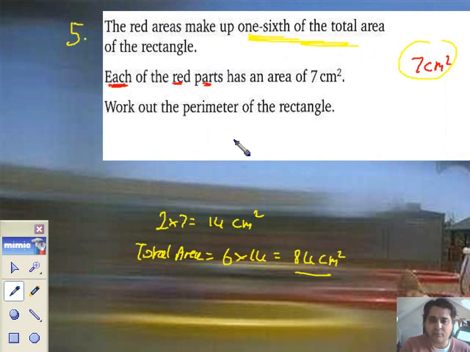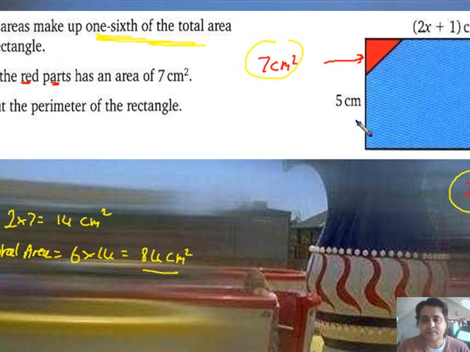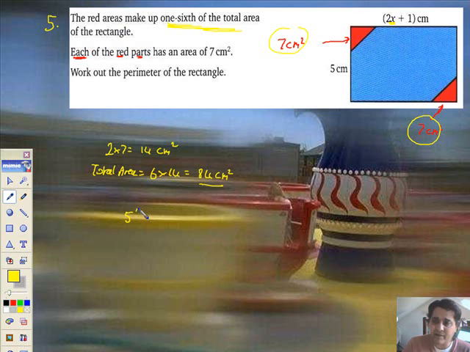I'm now going to work out the perimeter of the rectangle, but hold on, I don't know x yet. Before I can work out the perimeter, I need to work out what this jolly x is. But look, I can form an equation, because the area of the rectangle is 5 times (2x plus 1), and we know this equals 84. Easy? So if I work out x, I've got myself a perimeter.